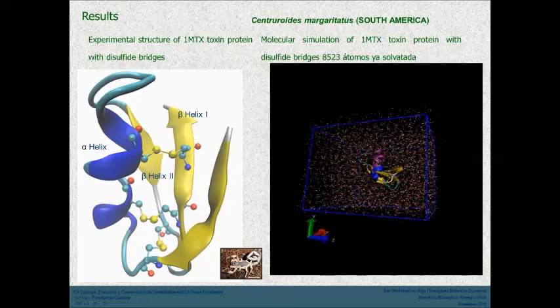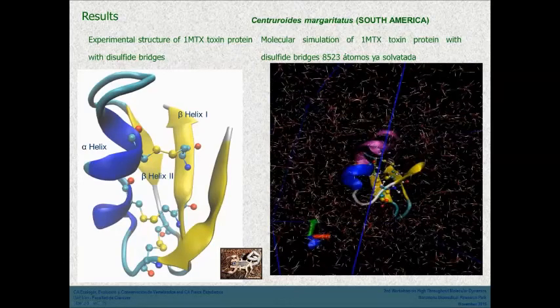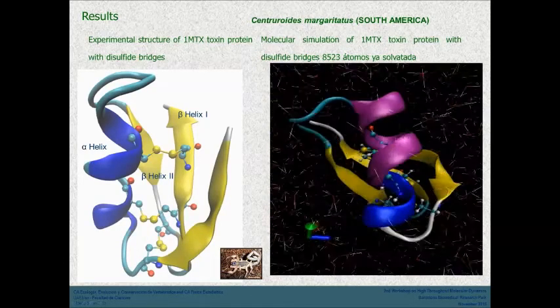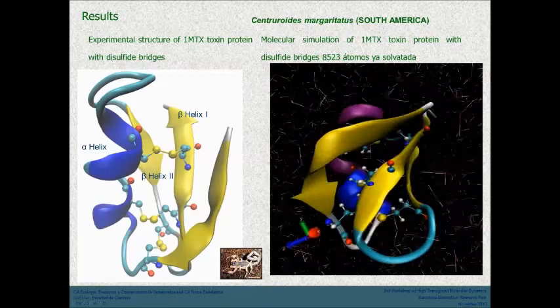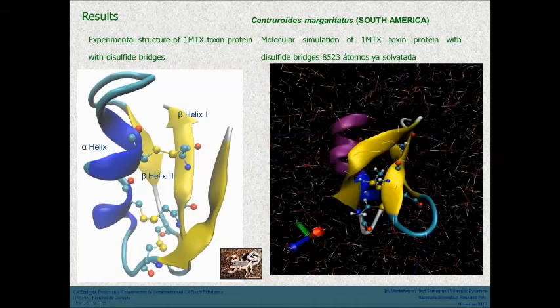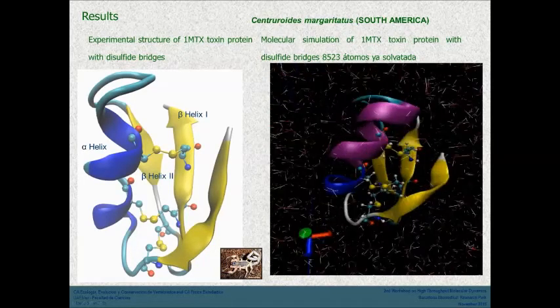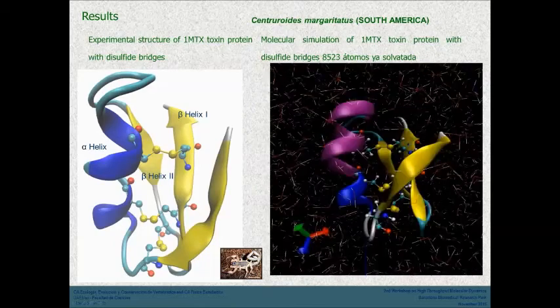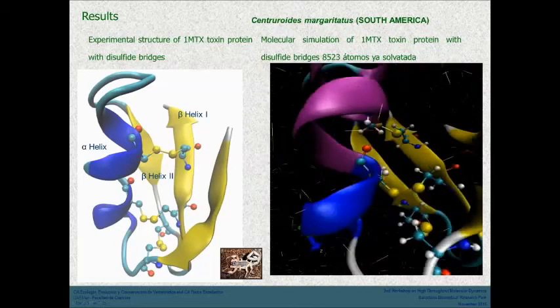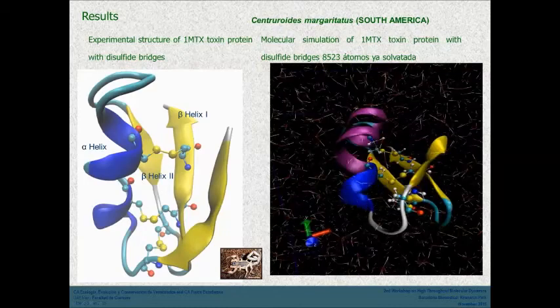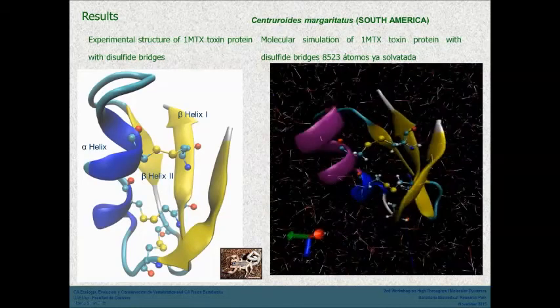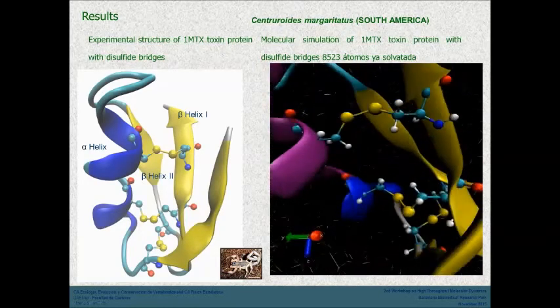We try to think that the different species of animals have a different types of venom, but this shows that it is very similar in all this range of distribution. Yeah, again, we can see the disulfide bonds and the same structure.